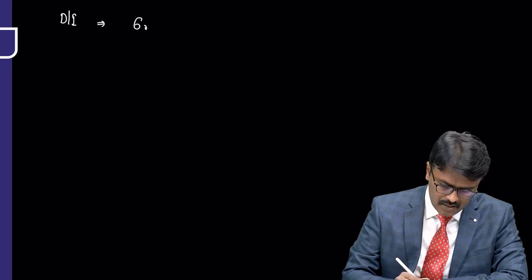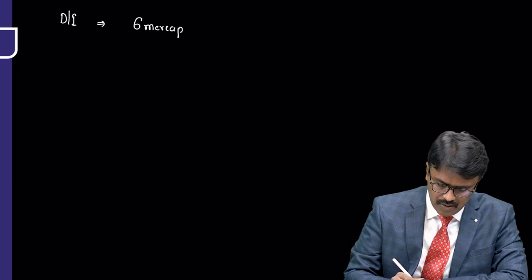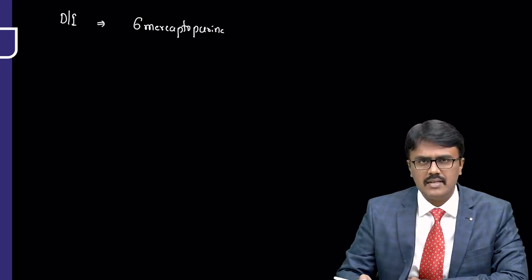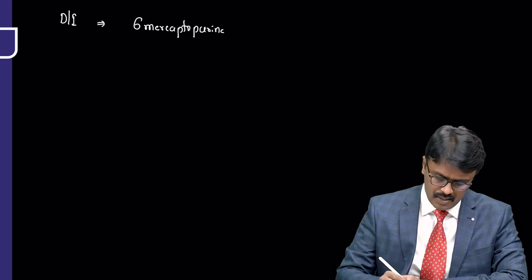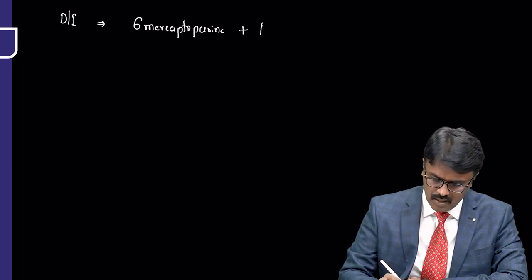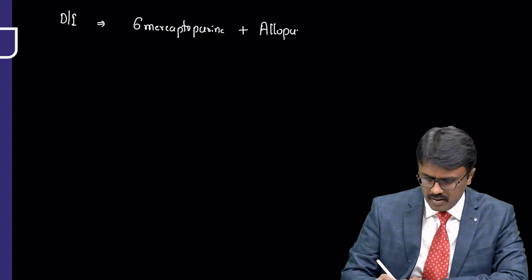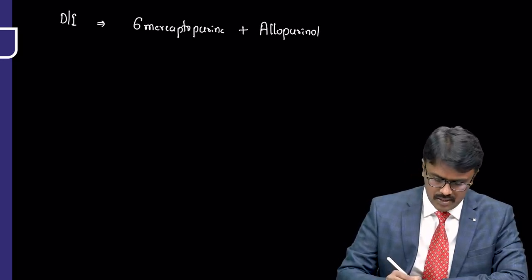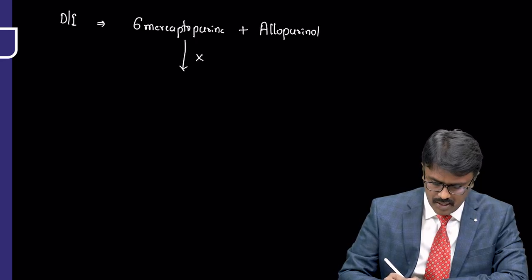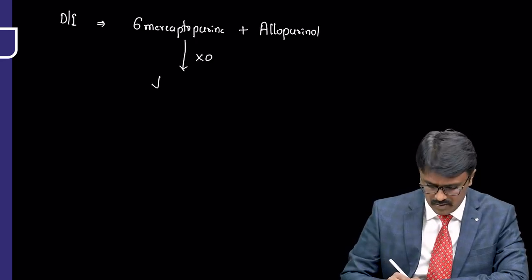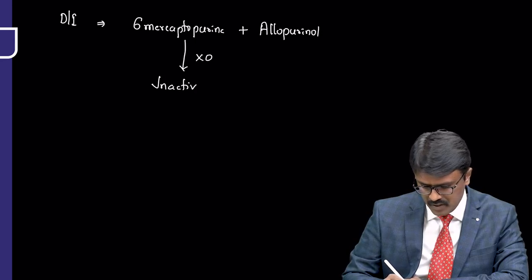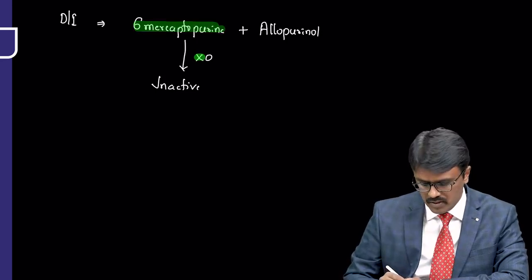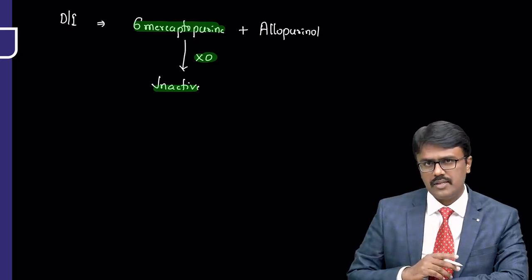Now there is a drug called 6-mercaptopurine. 6-mercaptopurine is an anti-cancer drug used to treat leukemias. Now we combine it with allopurinol. Why do we combine with allopurinol? To avoid and treat tumor lysis syndrome. Now 6-mercaptopurine is metabolized by xanthine oxidase and made inactive. That is a normal thing.